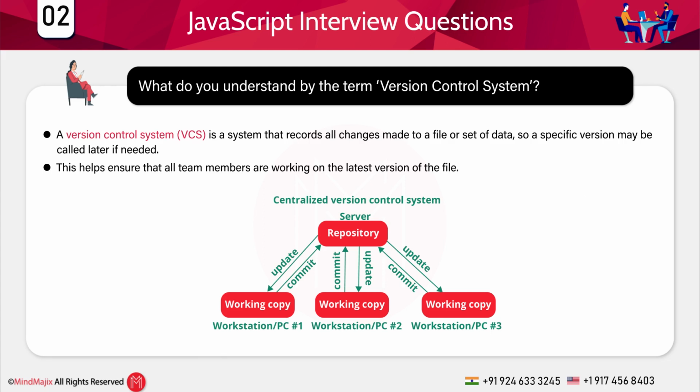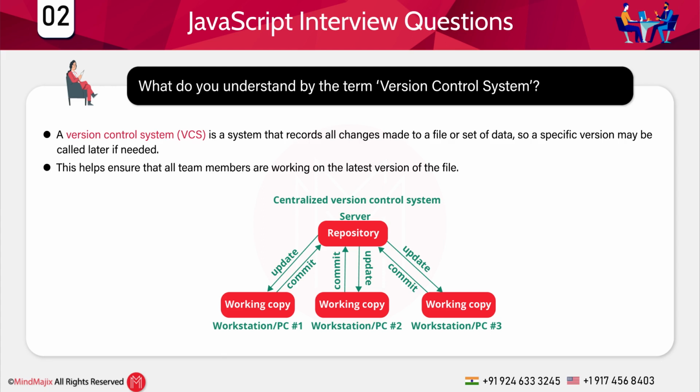So a version control system deals with the versions of the files, meaning whatever changes are made into the files. For example: repository, working copy, workstation 1, workstation 2, workstation 3. If the first workstation wants to change the version of files, to make some changes into the files, it can take the update from the repository and store it back. Same for workstation 2 and workstation 3.